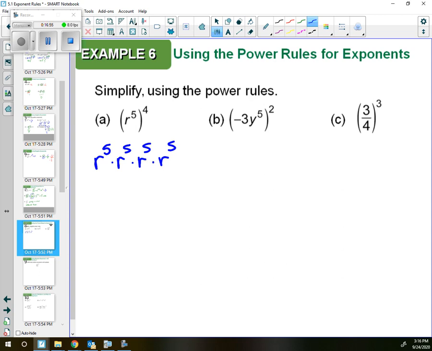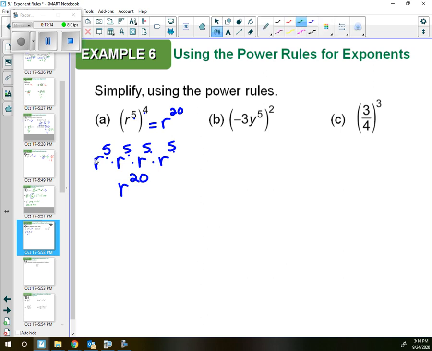I wouldn't want to write that out. How many r's do you have all together? Well, 5 plus 5 plus 5 plus 5, that would be r to the 20th. So do you see a shortcut? Do you remember our shortcut rule, power to a power? We multiply the exponents, right? 4 times 5. So it might be a faster way for you to think of it.